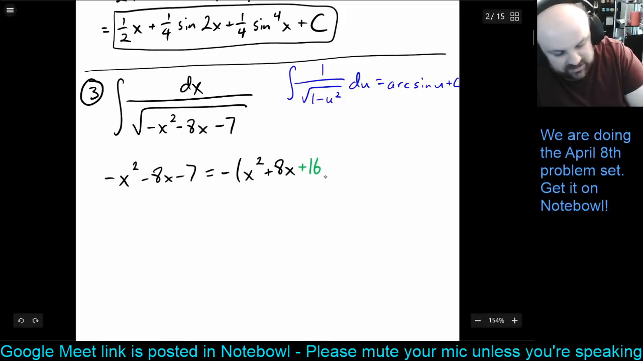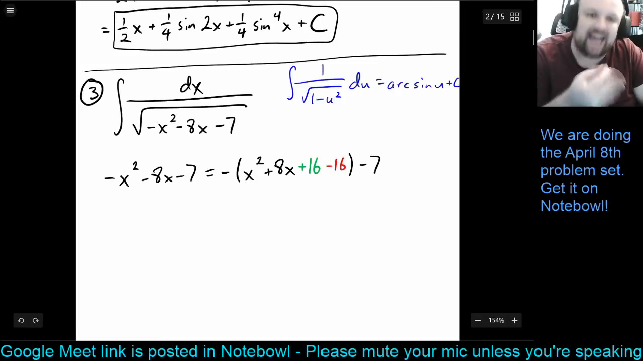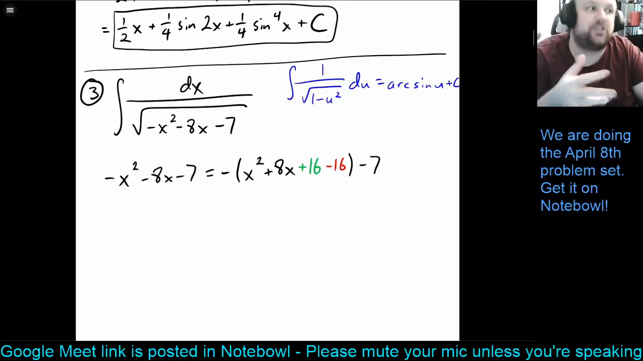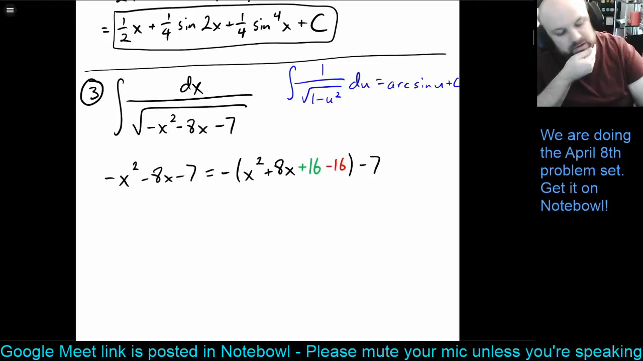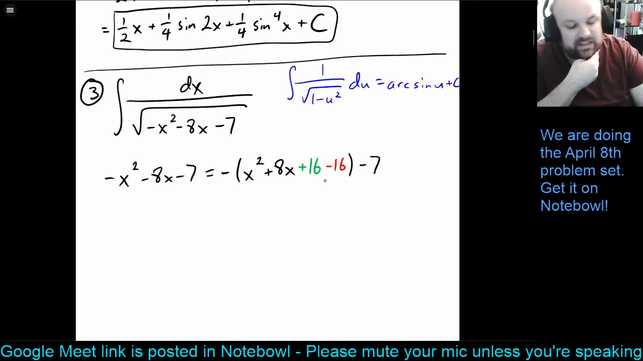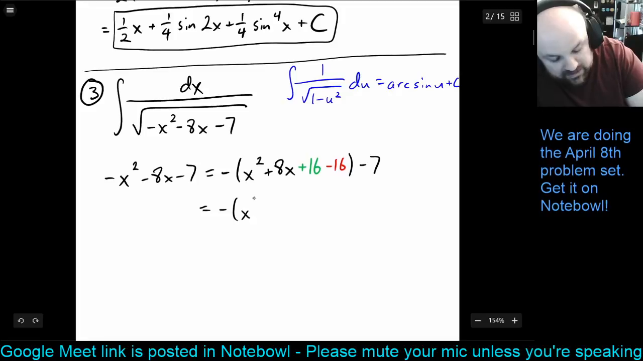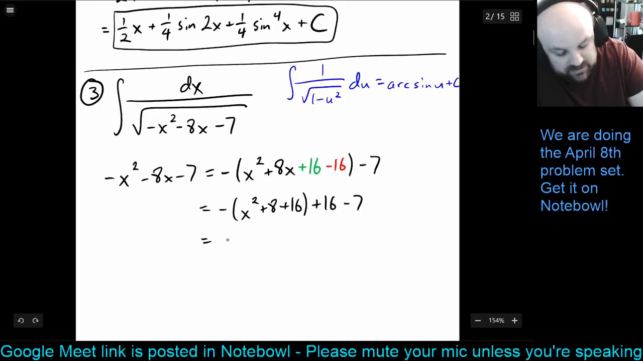We can't just add something without... We're essentially adding 0 here, right? We can't change the expression that we have. Okay. So what that means is we're going to factor out this negative 16. We're going to pull that out of the parentheses. So here we have minus x squared plus 8x plus 16. And then negative times negative 16 is plus 16. So this is negative x plus 4 squared plus 9.